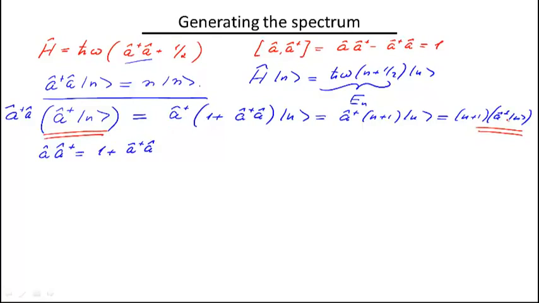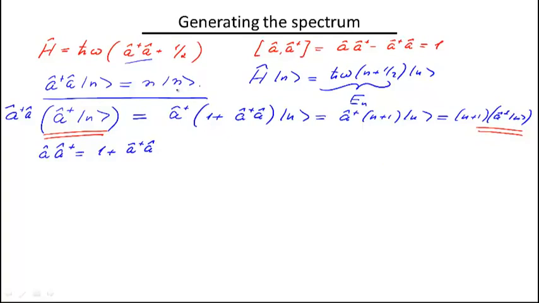So what we have proven is that if n is an eigenfunction of the operator a dagger a, and consequently if it's an eigenfunction of the operator h, the Hamiltonian, then a dagger acting on it is also an eigenfunction, but with an eigenvalue n plus 1. So it raises the energy of the oscillator by one energy quantum, if you want, of h omega. In a very similar way, what we can prove is the following.